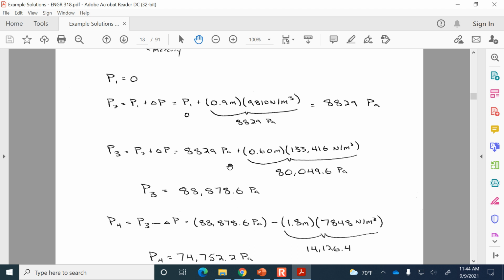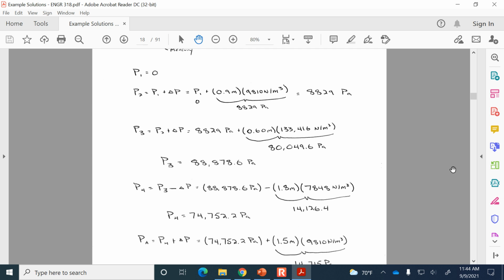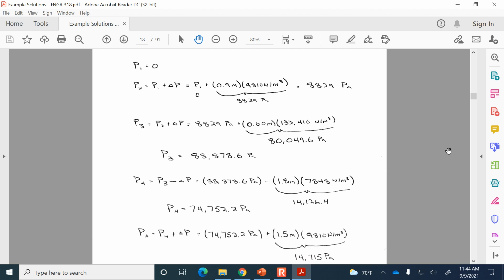And then finally, we've just got one more step remaining to get us down to location A. It is the pressure at 4 plus, because we're going down again through 1.5 meters of water. And the pressure change that's equivalent to 1.5 meters of water depth is 14,715 pascals.